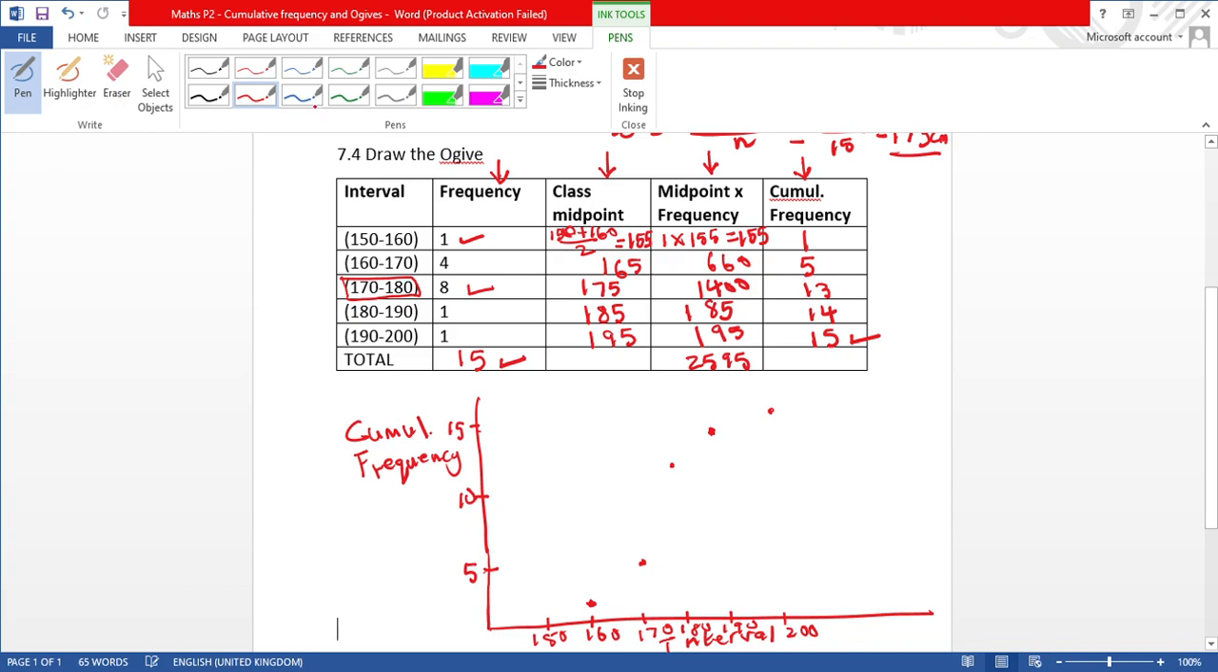So let's use a different color to plot the Ogive, or we can use this very same color. Okay, let's just choose a different color to make it a little bit smarter. You can start from here, and then you just join all the values with a nice curve. Yes. So this is your Ogive curve. This is how you plot it.